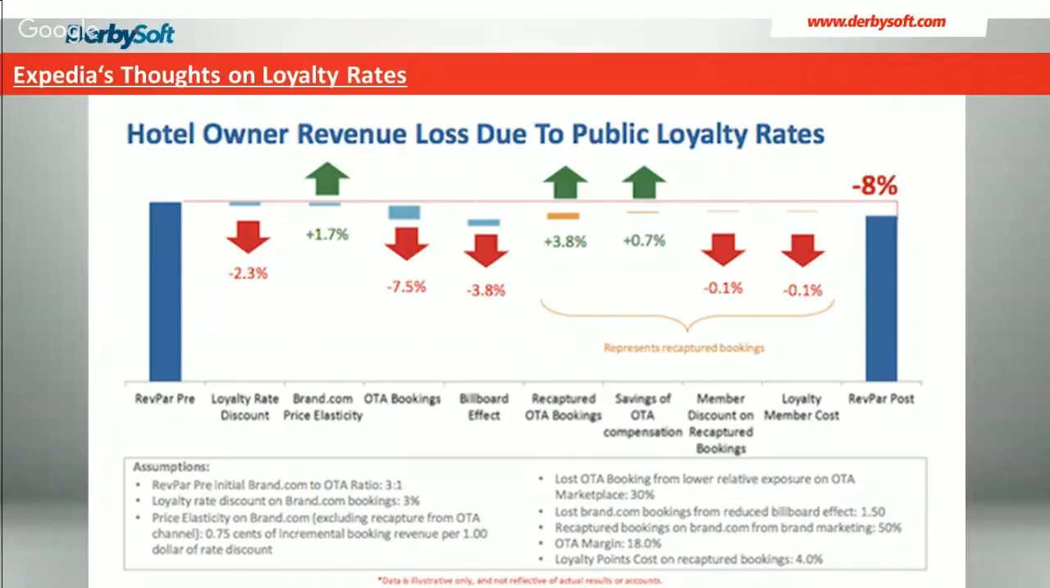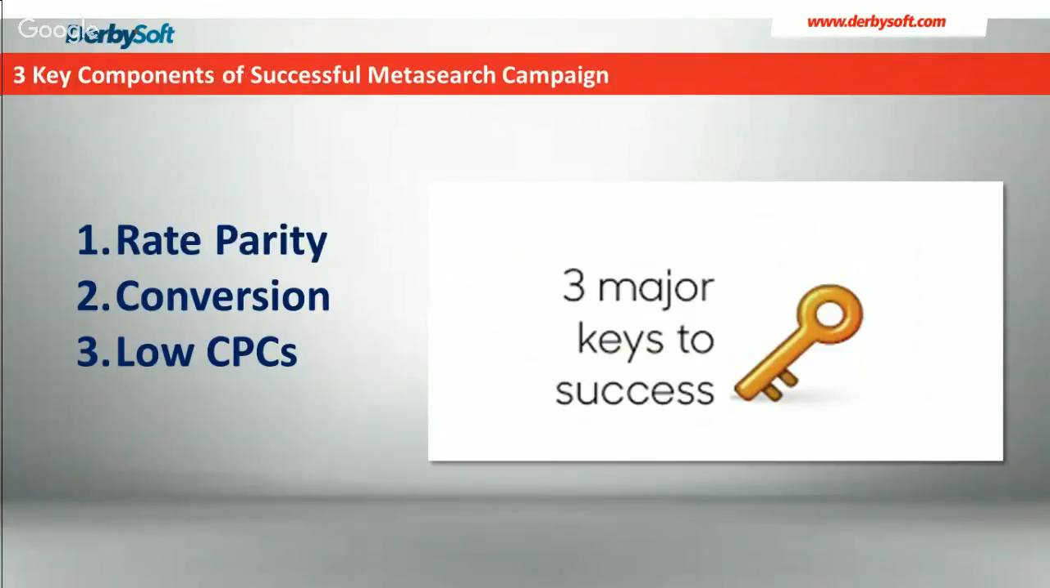First of all, what do we really call rate parity today, and how does it fit into the overall equation of Metasearch? First of all, there are 3 components of a successful Metasearch campaign. The first of them is that rate parity that we're talking about today. Second one is having conversion on your website. We talked about that last week during our pros and cons of assisted booking, and also keeping those costs per click low, because obviously you can't pay $30 a click if your hotel room rate is only $75. That math just doesn't work.